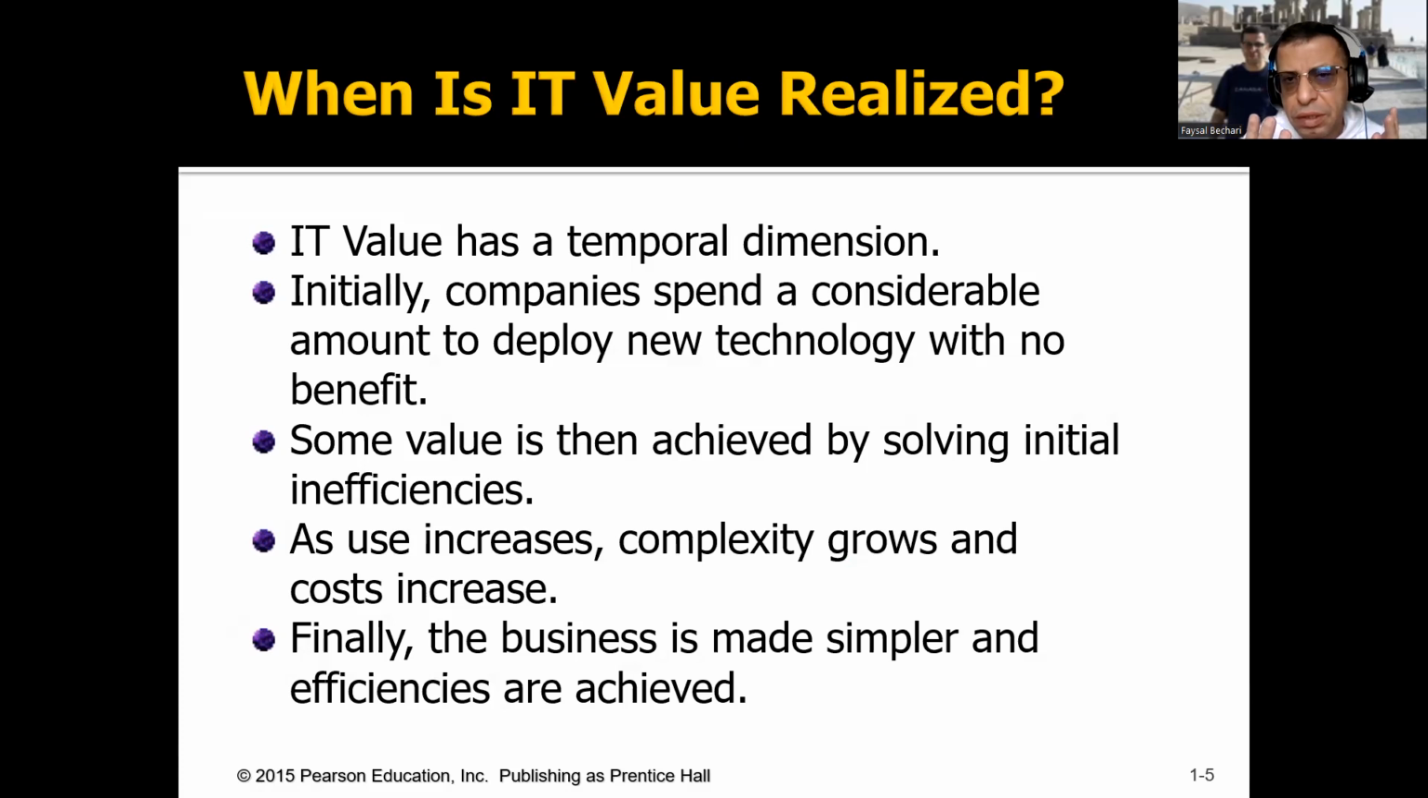When is IT value realized? Well, IT value has a temporal dimension. We will explain what it means. Initially, companies spend a considerable amount deploying a new technology with no benefit. They're just deploying technology with no benefit. Some value is then achieved by solving initial inefficiencies. So there is a whole set of IT solutions, and some of them will be utilized for achieving those initial efficiencies. As use of IT increases, complexities grow and costs increase. And finally, the business is made simpler and efficiencies are achieved.